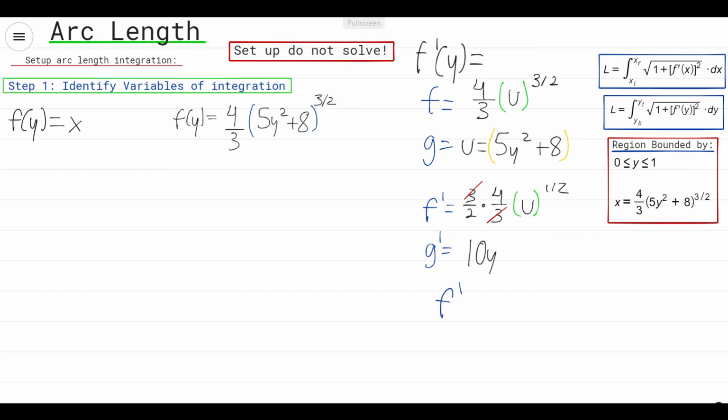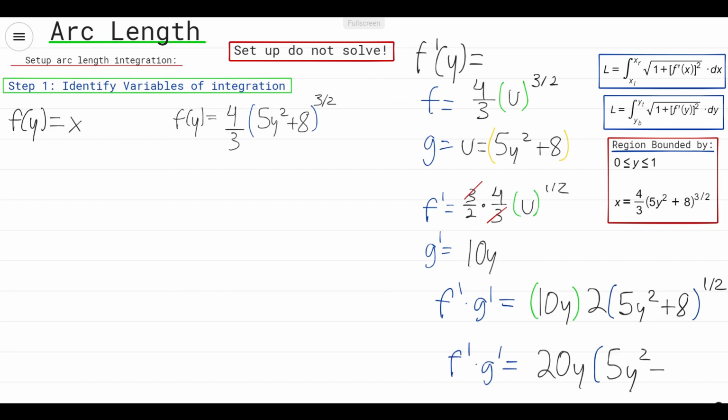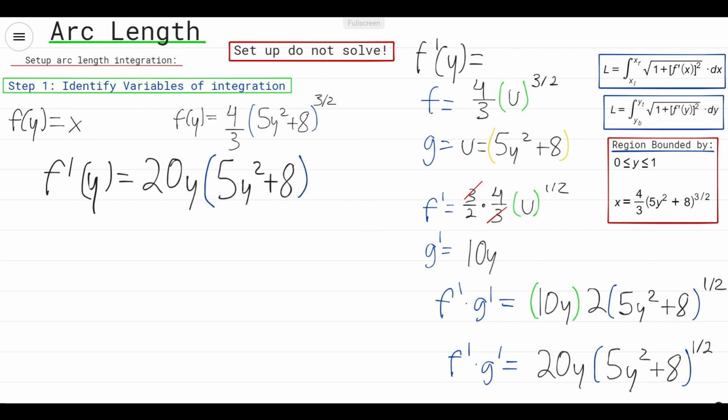Thus, for the chain rule, it's f prime times g prime. So we know that this will be equal to 10y times 2, because 4 over 2 is 2, times u raised to the 1/2, and we know our u is 5y squared plus 8 raised to the 1/2. When we simplify this, f prime times g prime is equal to 20y times (5y squared plus 8) raised to the 1/2. So our f prime of y is equal to 20y (5y squared plus 8) raised to the 1/2. So now we have our f prime. Now we're going to square this.